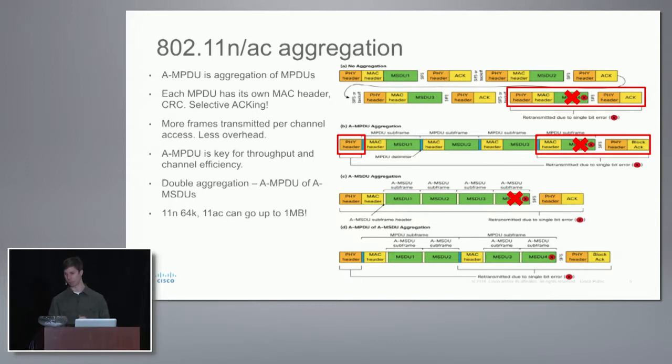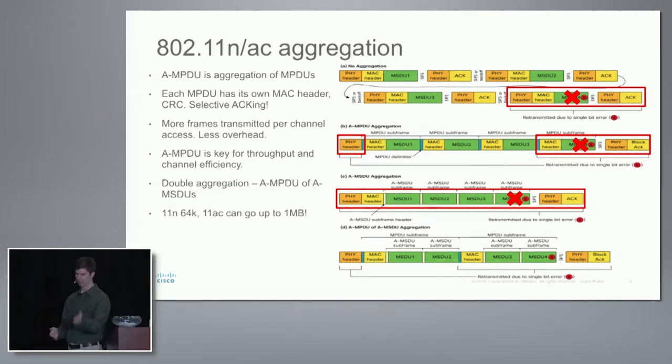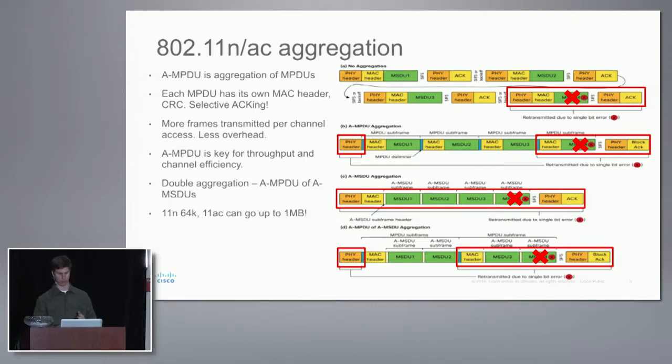In the AMSDU world, however, if there's a bit error and you have to retransmit, you're retransmitting everything. So you're retransmitting that 6,000 byte frame, which in poor RF conditions will really not work so well. So then there's AMPDU of AMSDU, and so if there's a failure, you're only retransmitting that MPDU. So in our 1500 byte example, this would be 3,000 bytes instead of 6,000 bytes, which is half the data. It adds up.